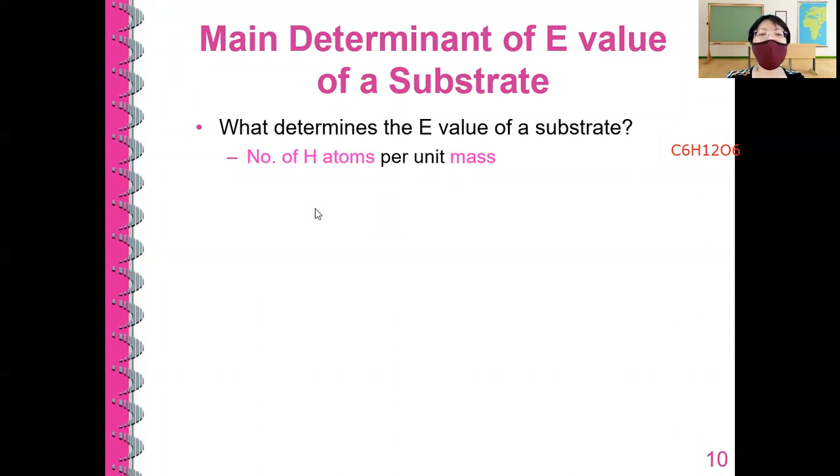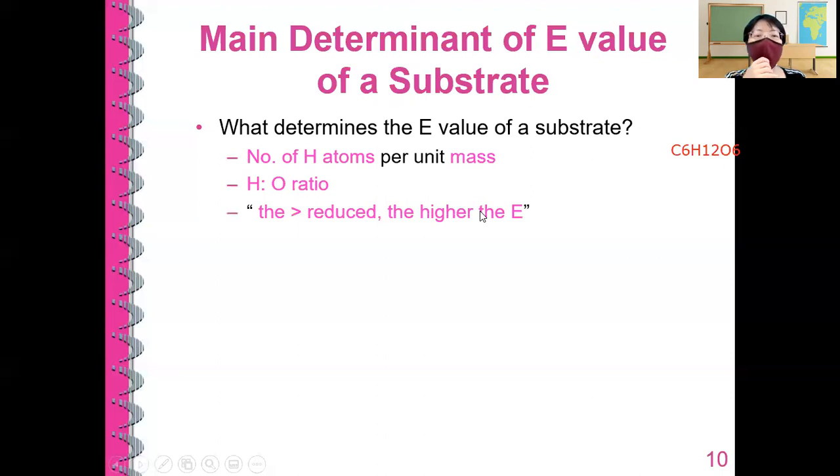Very good, Martin. Okay. Why is it the hydrogen or H to O ratio that determines the energy value? A good try, EJ. Now, the more reduced, the higher the energy. This means the more hydrogen the substrate has, the more energy.